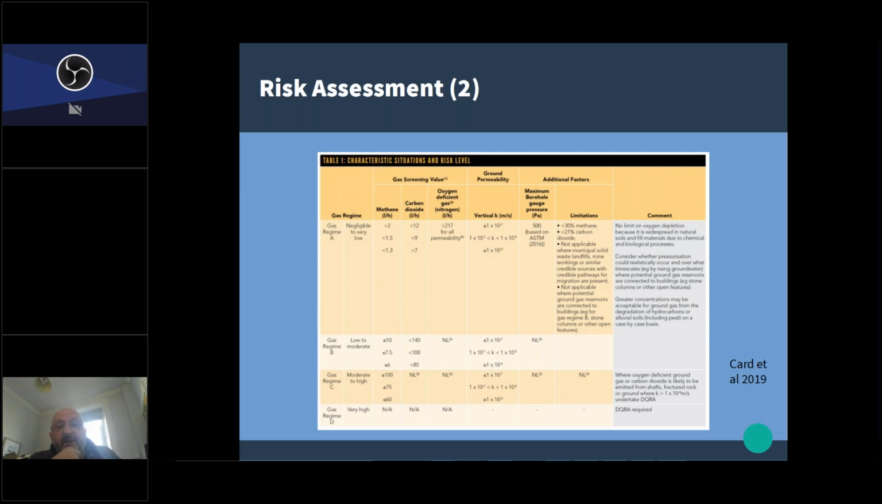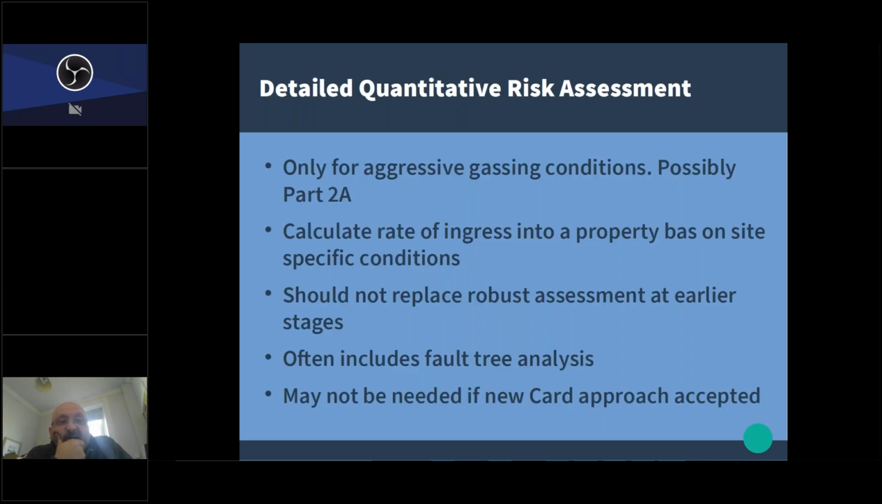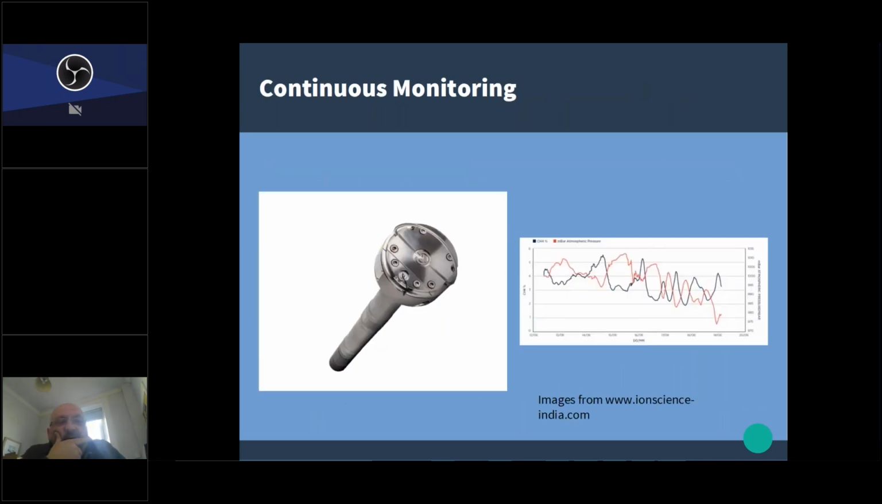The key thing about this is that unlike the previous table, it's based on continuous monitoring. So I should probably say something about that. I don't know why the colours changed. But this is what we're talking about. Again, it's not a new thing. It's been around for at least 10 years.